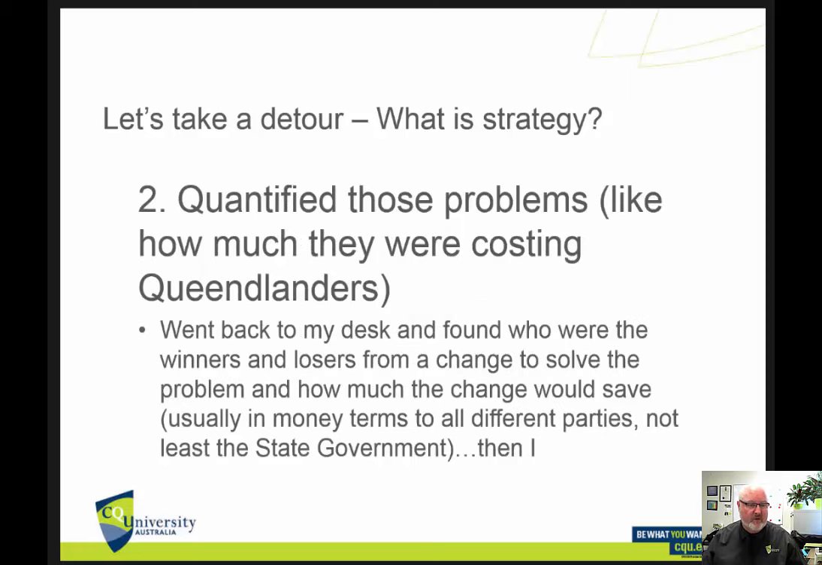So then we came to quantification, which is actually adding up the cost that this particular problem had for all stakeholders. And whether those stakeholders were in or outside the department, whether they were overseas or residents of the state, because the area I worked in had an international aspect where it involved shipping, and ships visiting the shores of Queensland and their ports. And some of the things that we had to change involved consultation with international shipping.